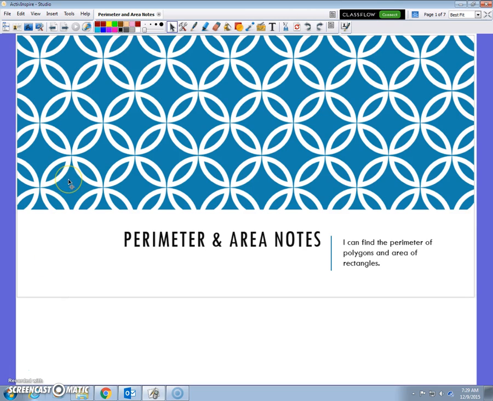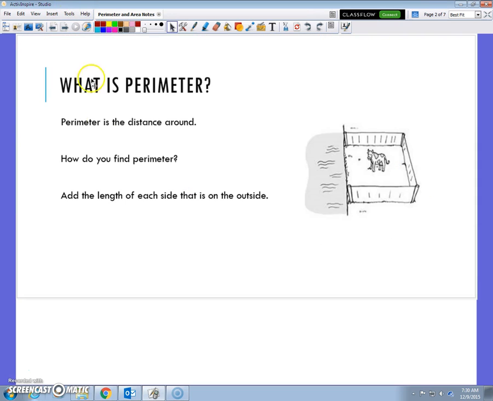So when you're done, I want you to be able to find the perimeter and area of rectangles. Okay, perimeter is the distance around. So in order to find the perimeter, what we're doing is we're adding the outside edges.